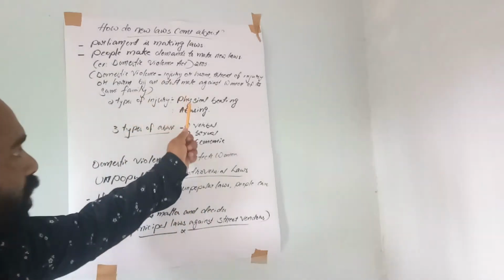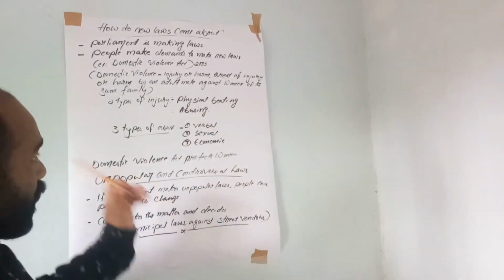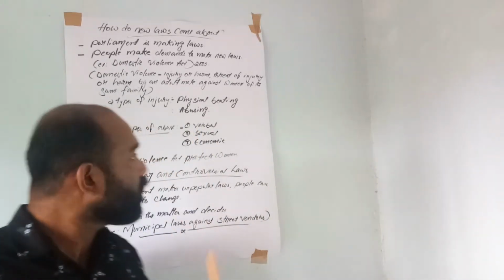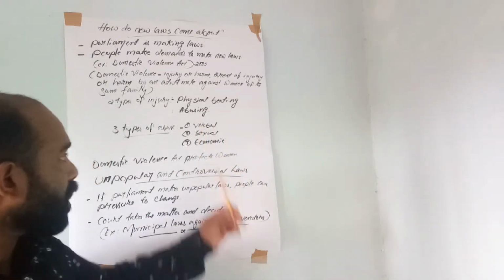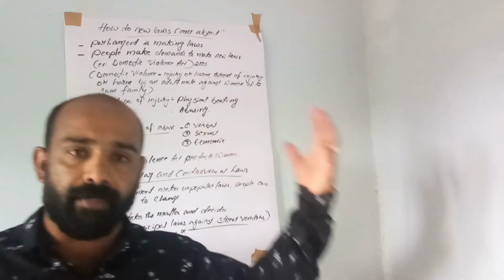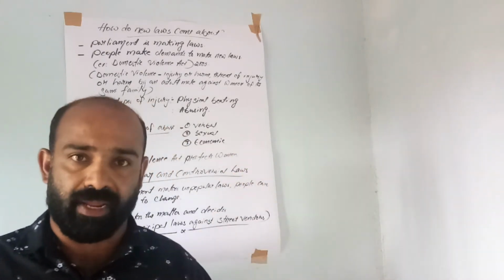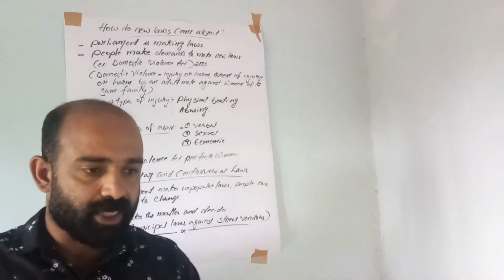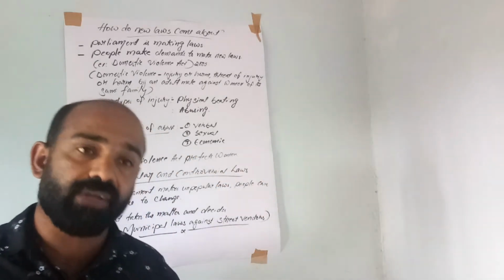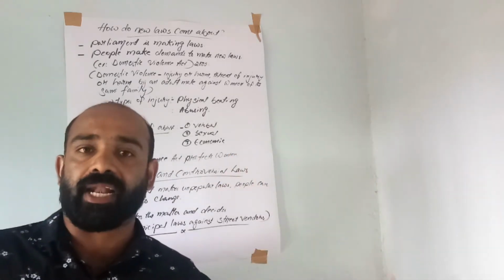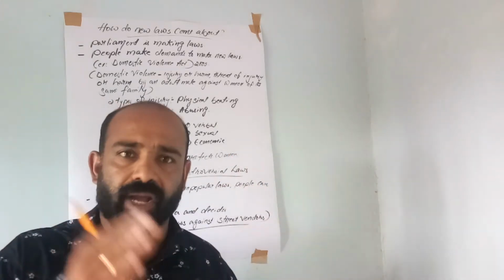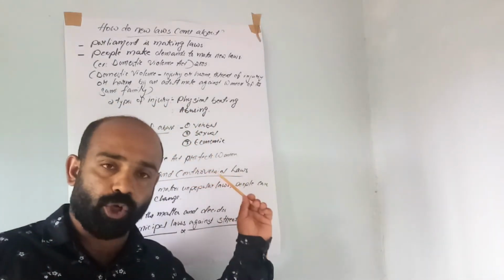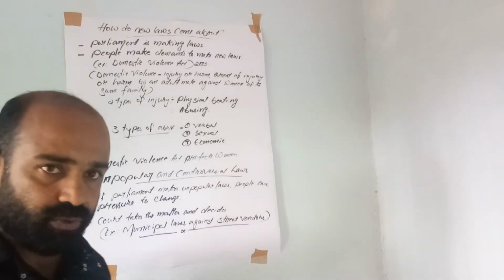We know the two types of injury: physical beating and abusing. And three types of abuse are there: verbal abuse, that is using dirty words; sexual abuse; and also economic abuse, to bring more money from the wife's family, to get more dowry. This is called economic abuse. Or sometimes husbands beat or use dirty words against wives for getting more money from them. All this will come into economic abuse. So there are three types of abuse: verbal abuse, sexual abuse, and also economic abuse.